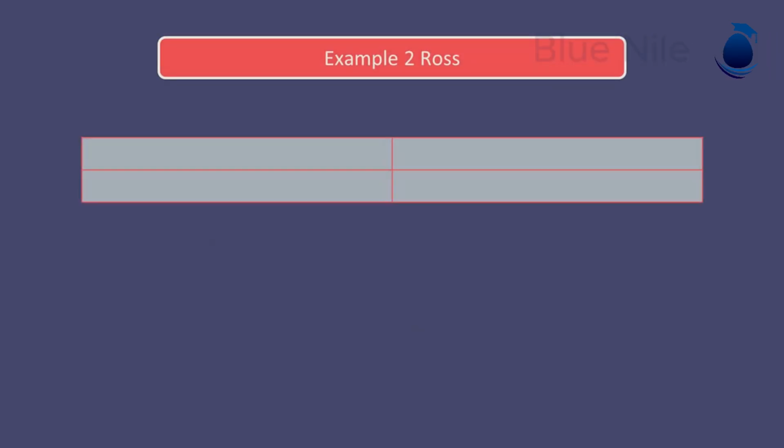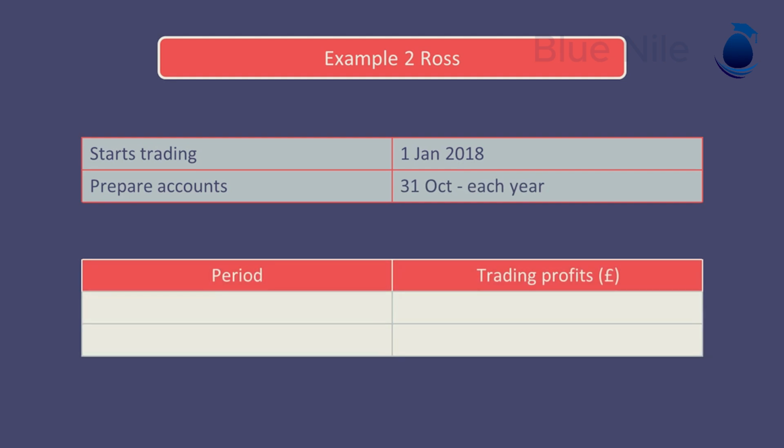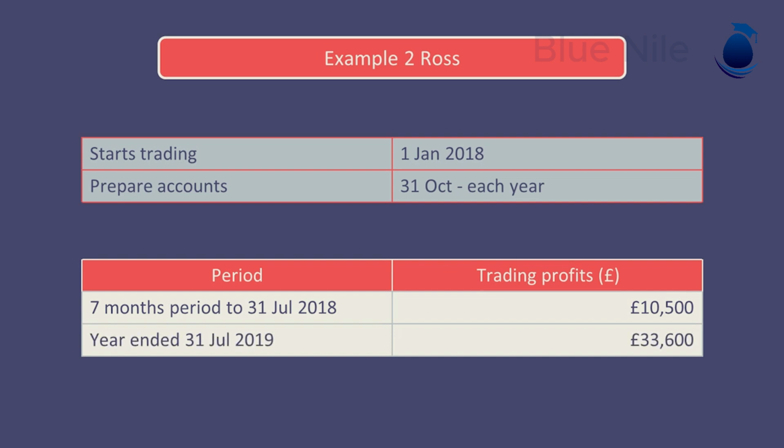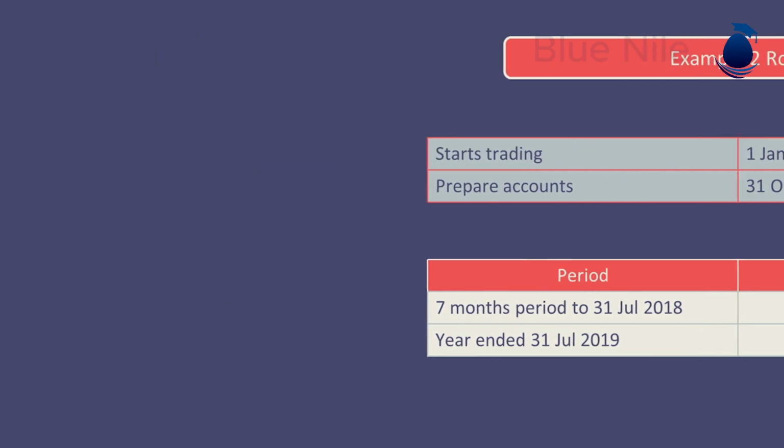Example 2. Ross started trading on the 1st of January 2018, preparing accounts to the 31st of July each year. His tax-adjusted trading profits were the 7 months period to the 31st of July 2018, being £10,500, and the year to the 31st of July 2019 being £33,600. We again start with the timeline.